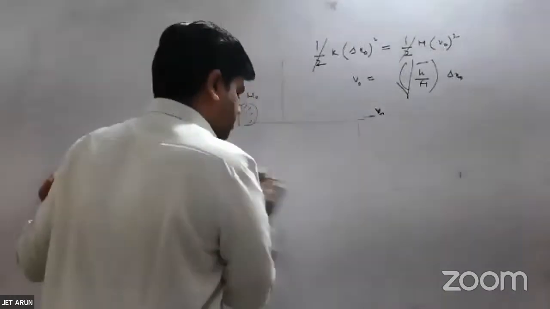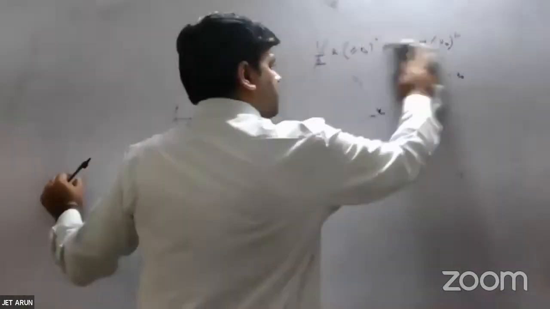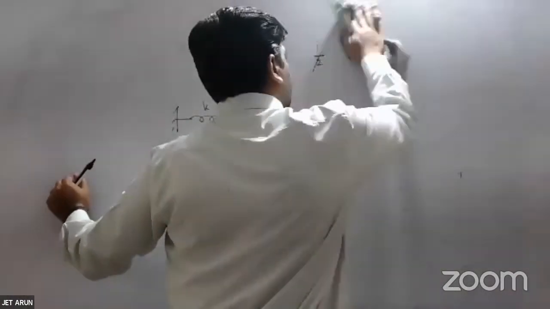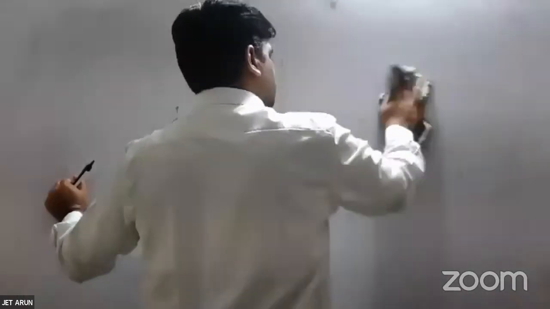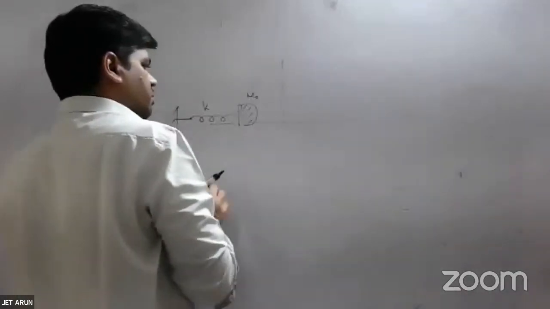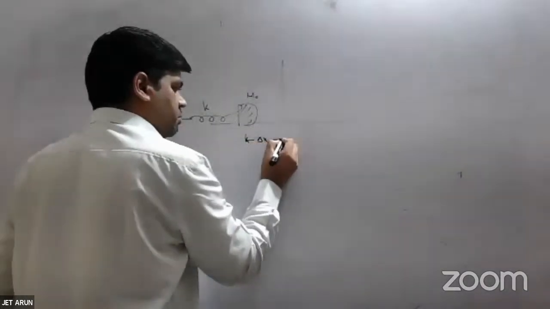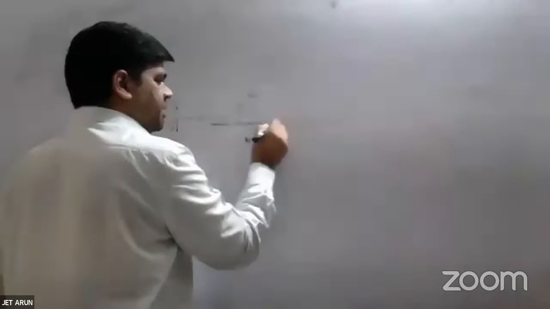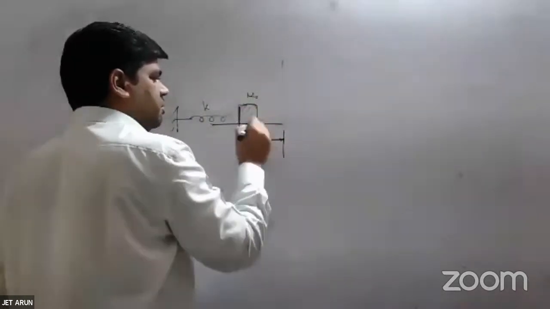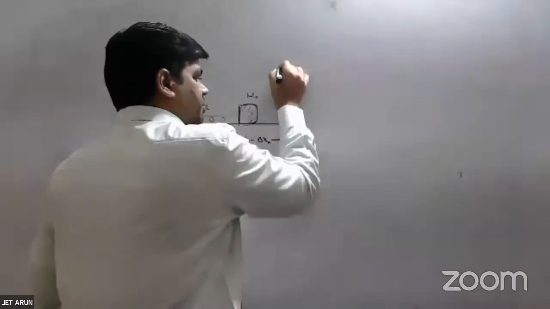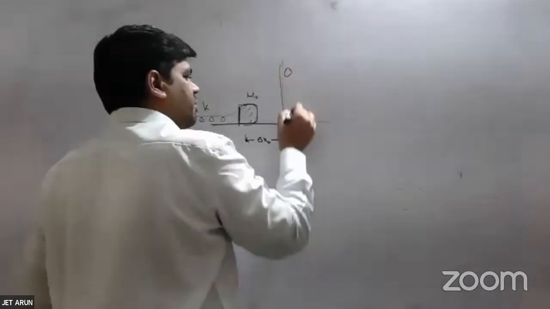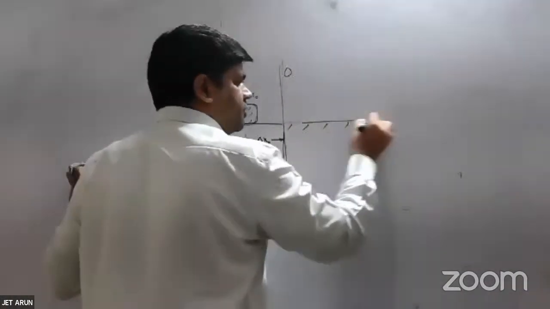So I've got a spring block system compressed by delta x naught. It is frictionless till here. It is frictional from here, from this origin, from equilibrium position. It is a frictional surface, where coefficient of friction is mu.